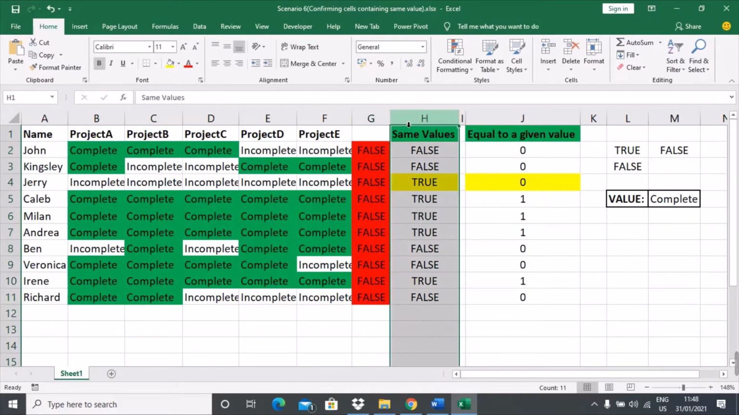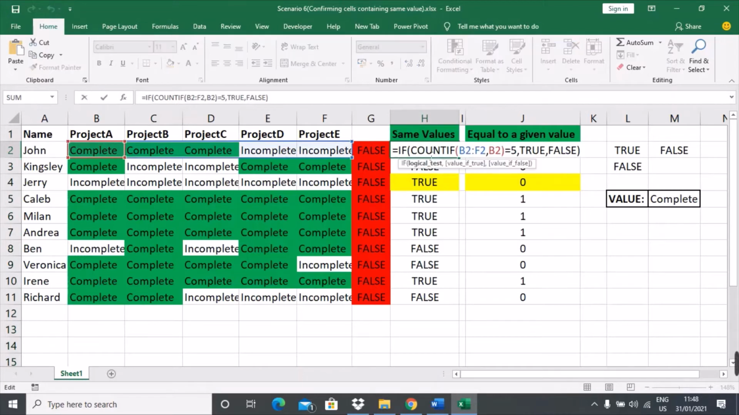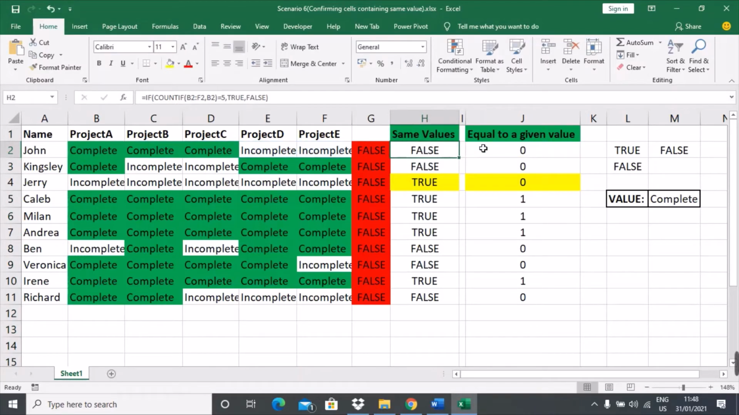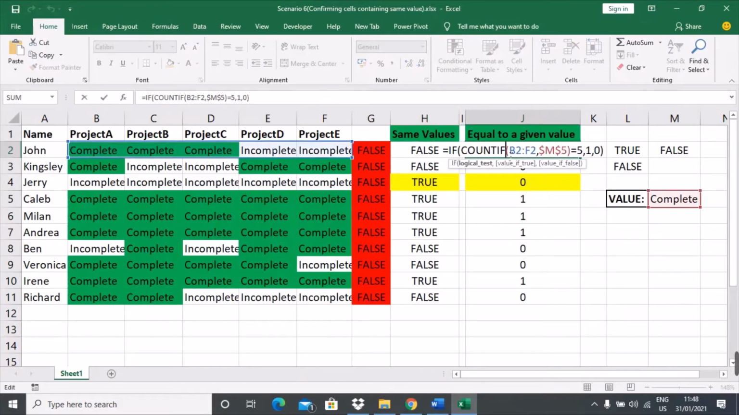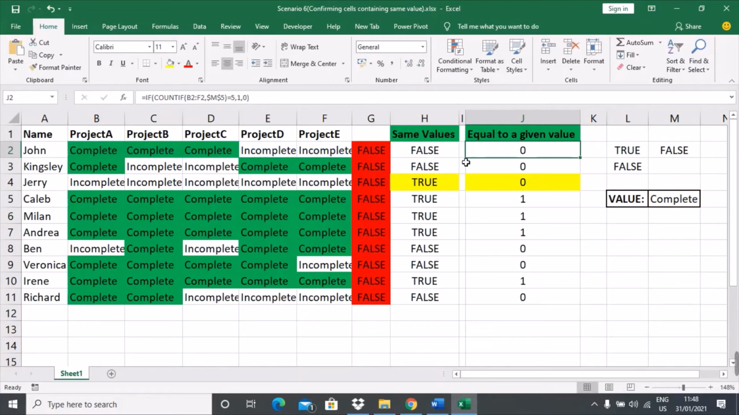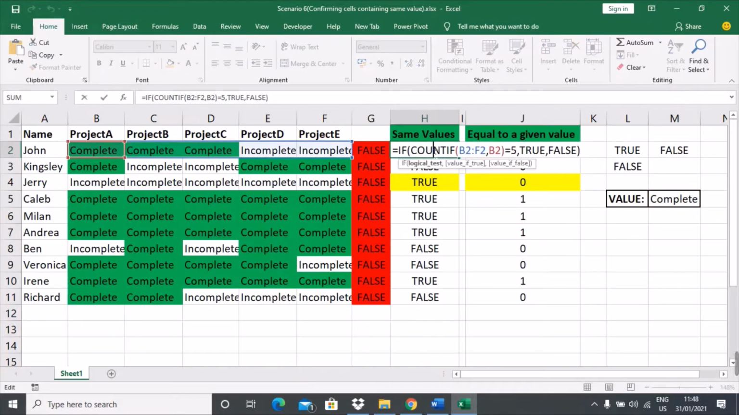Column H contains the formula that confirms if the value for the 5 projects for each person is the same, while column J contains the formula that confirms if the value for the 5 projects for each person is equal to a given value and also the same. The COUNTIF function and the IF function were used for both of them.